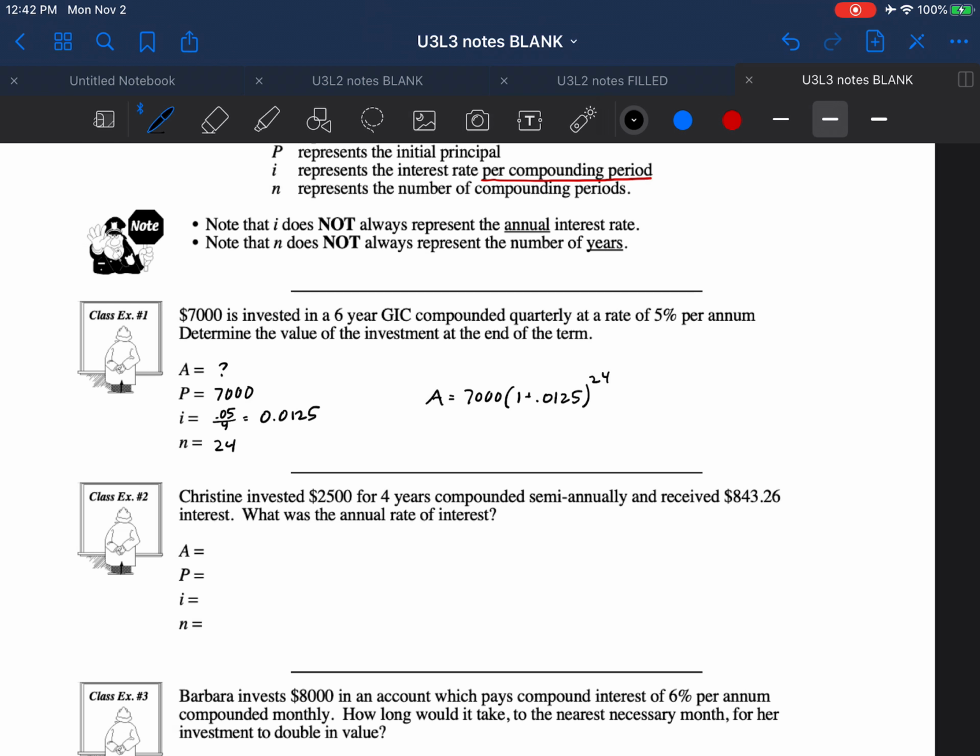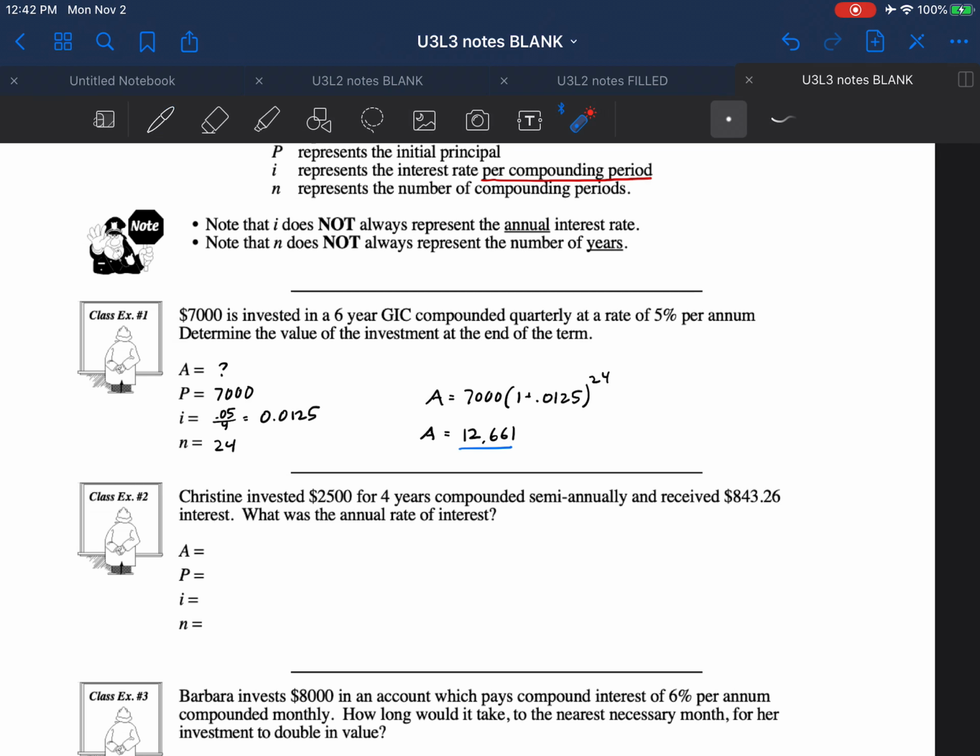I'll go ahead and just do that calculation. I'm going to raise 1.0125 to the 24th power first, and then multiply that by 7,000. So we get 12,661. Wow, so this is almost double. 12,661, nearest whole dollar.